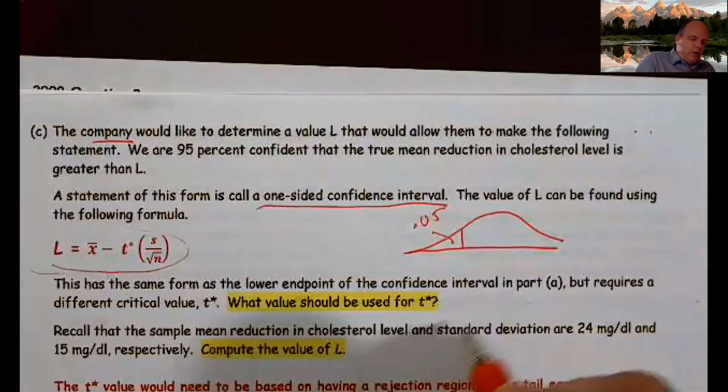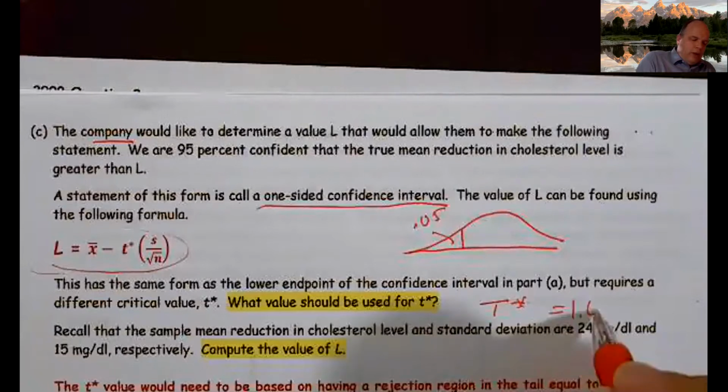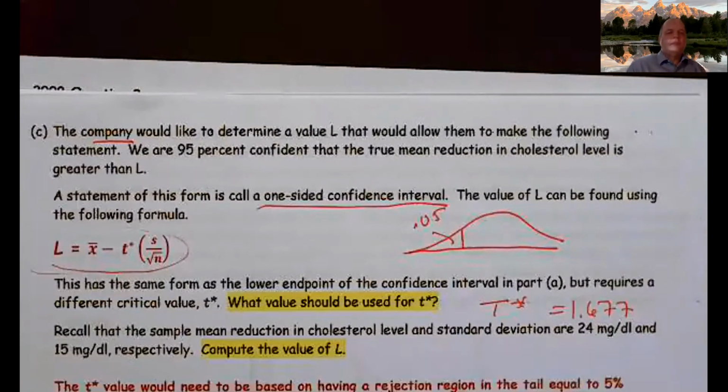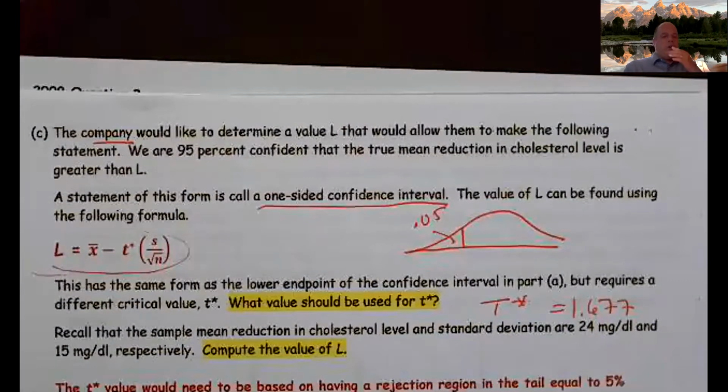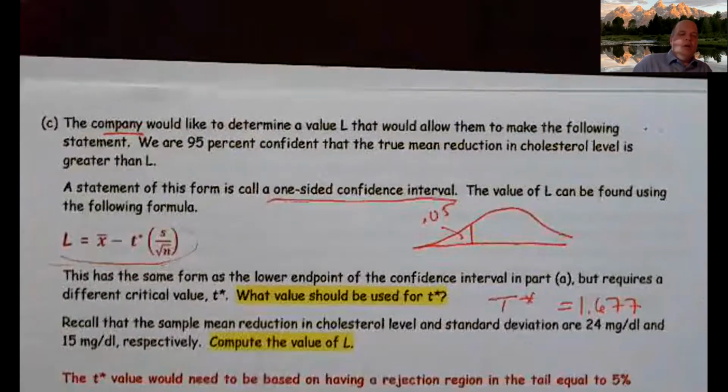So T star is 1.677. Continuing on, recall that the sample mean reduction in cholesterol level and standard deviation are 24 milligrams and 50 milligrams respectively. Compute the value of L.